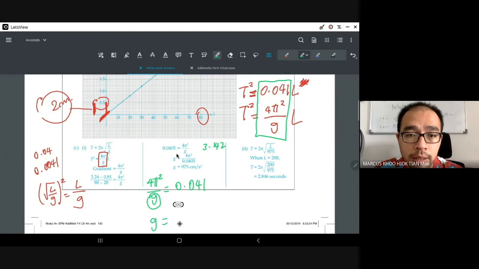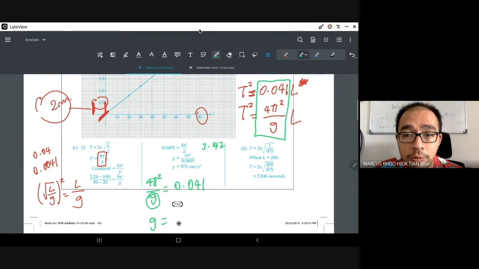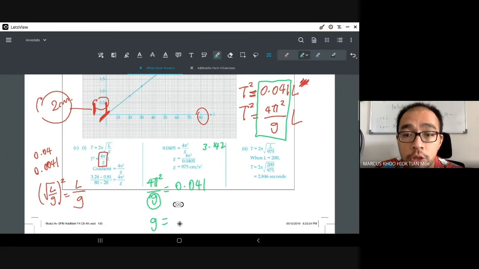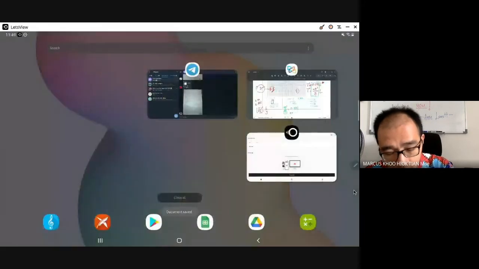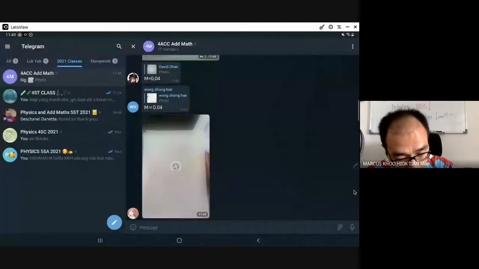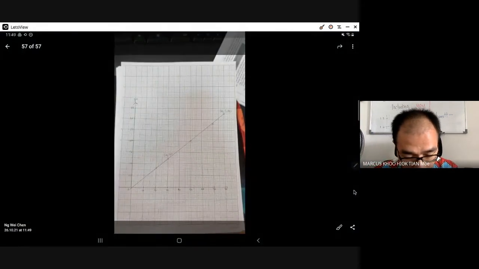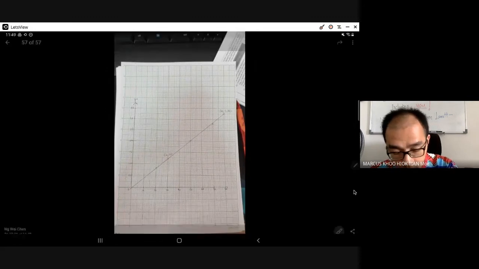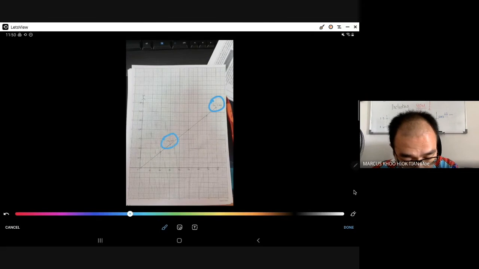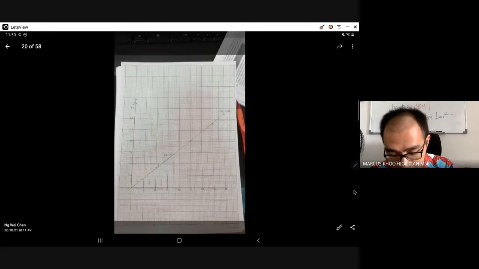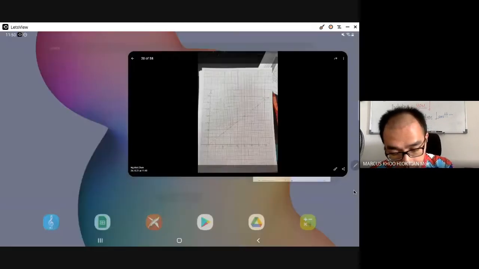Stephanie, can you quickly calculate the value of G according to your gradient and tell me the value, please? While waiting for Stephanie, I'm going to look at Wei Zhen's graph. Oh, very nice. Wei Zhen, you chose these two dots over here to calculate the gradient, right? How much is your gradient? Can I see how much is your gradient?